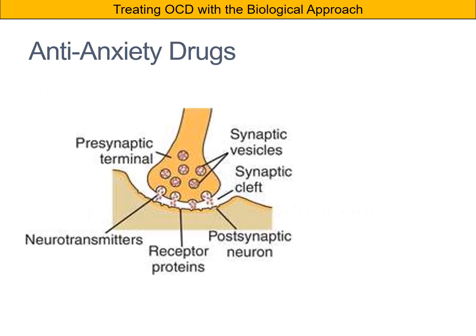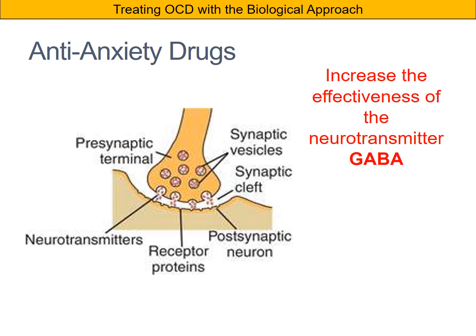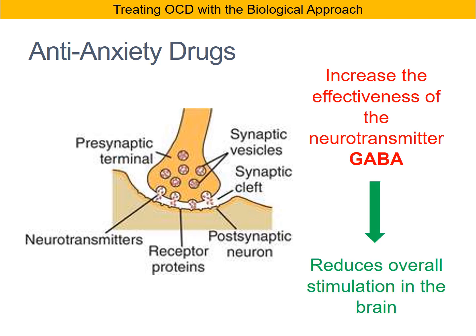Anti-anxiety drugs also work on neurotransmitters, but in a slightly different way. So they work on a neurotransmitter called GABA, G-A-B-A, and what they do is they increase the effectiveness of this neurotransmitter. Now, GABA has a general quieting effect on the brain, so it reduces stimulation. So by increasing the effectiveness of GABA, you actually reduce the overall stimulation within the brain.